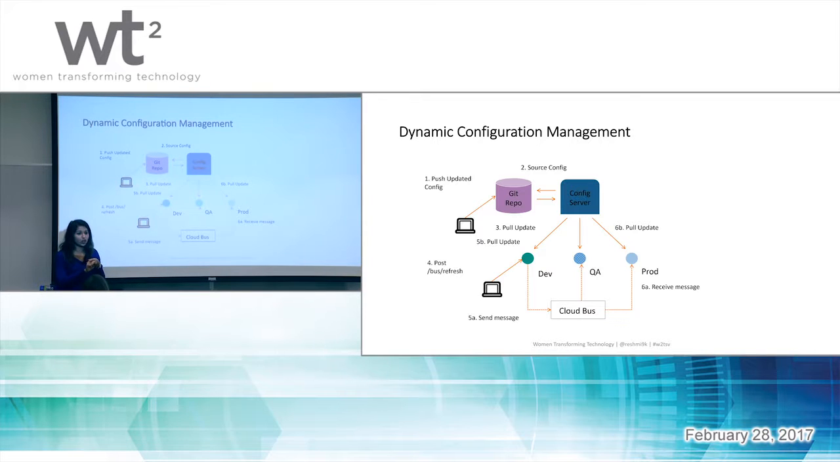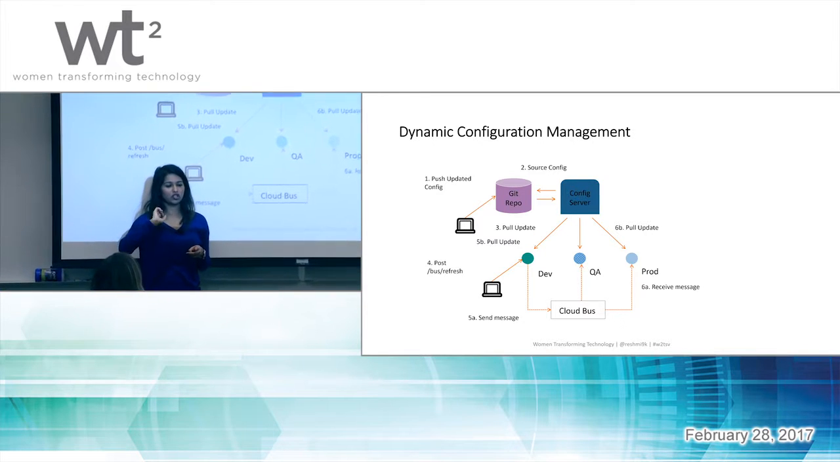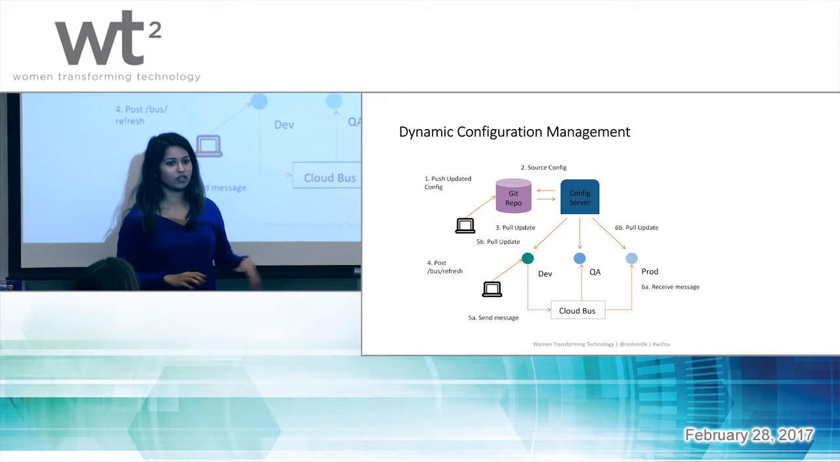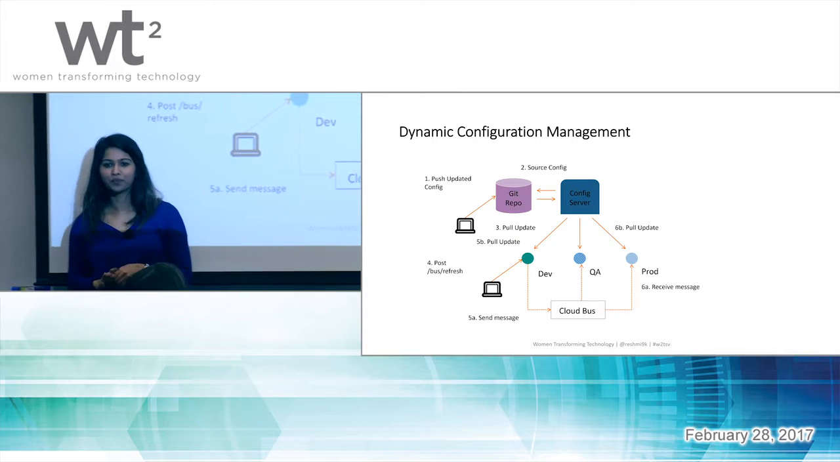And the way I'm going to control that is, if I receive a message from RabbitMQ or CloudBus, I'm going to annotate it with refresh endpoint. So it's going to be @RefreshScope. That's going to control the way my configuration is going to get updated. The whole point of doing this is I don't want to restart my applications. So that's the whole purpose of doing it.